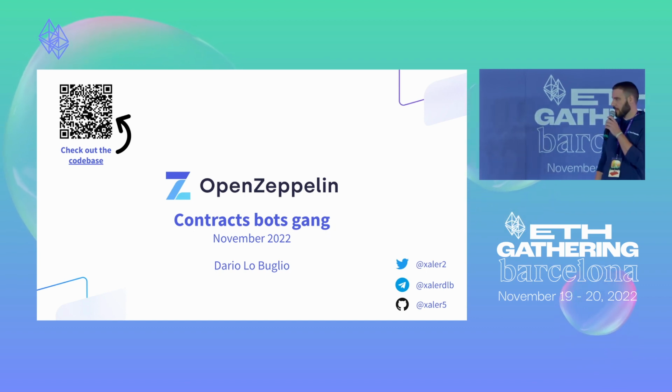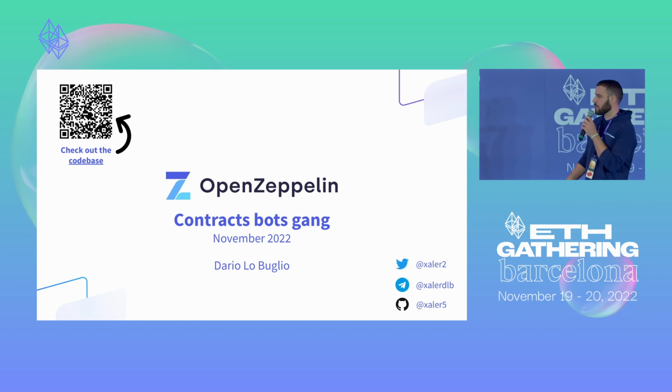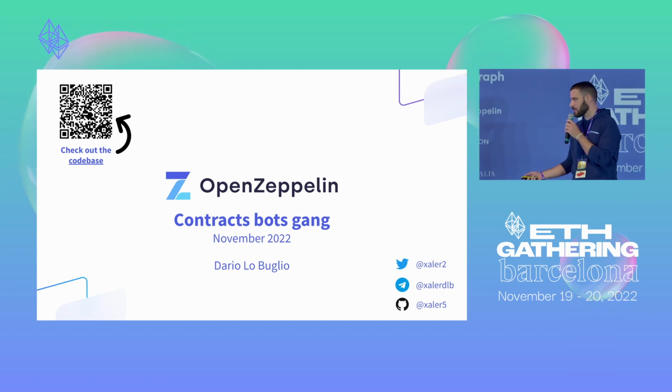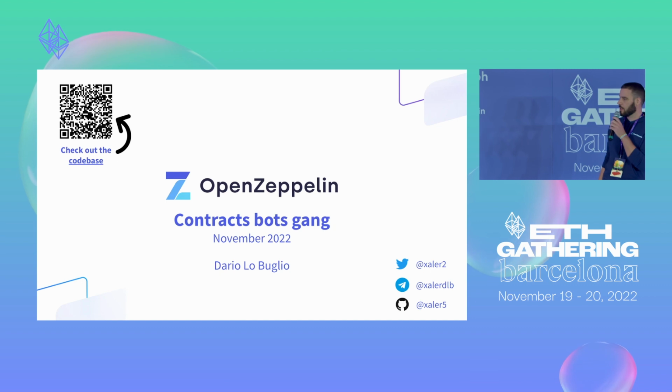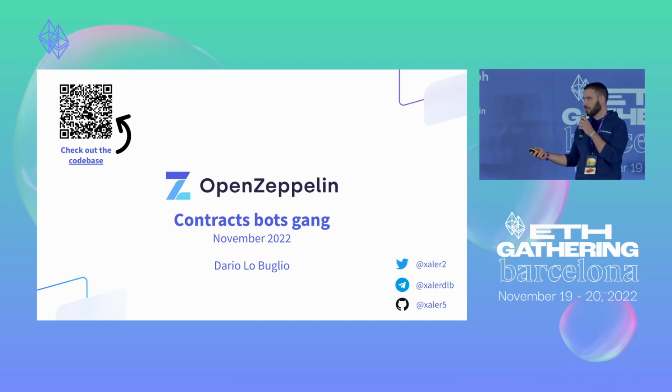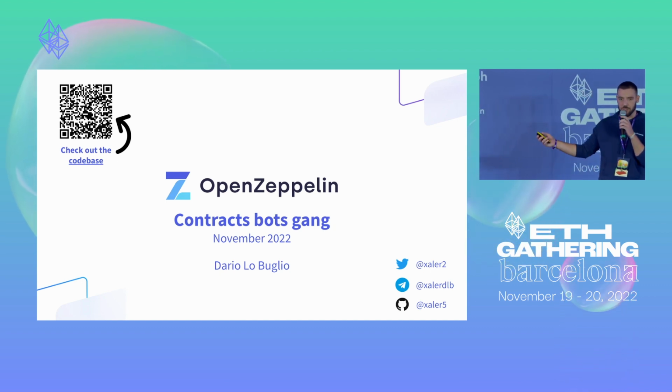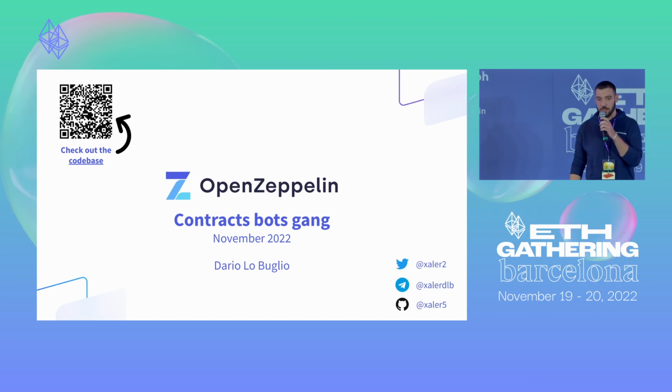Today we're going to talk about my latest research project, called Contracts Bots Gang. You can check the code base on GitHub under the OpenZeppelin organization. It's open source. You will find it there.